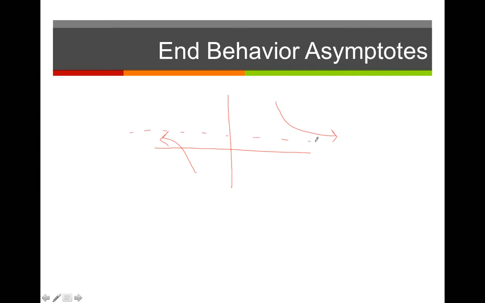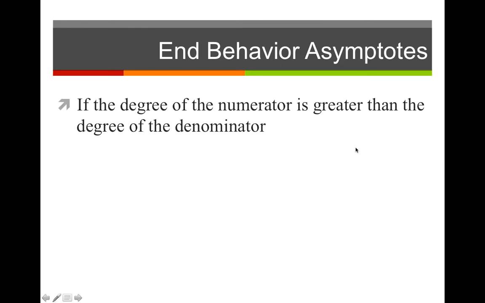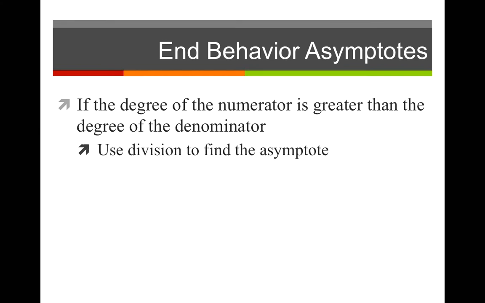Let's say it has an asymptote that looks like this at y equals 2. My end behavior asymptote would basically be y equals 2. But that's only for horizontal asymptotes. But let's look at what happens if the degree of the numerator is greater than the degree of the denominator. If that's the case, we're going to use division to find the asymptote. And we're going to get some really funky asymptotes. We're going to get diagonal asymptotes. We're even going to get a quadratic asymptote coming up here.